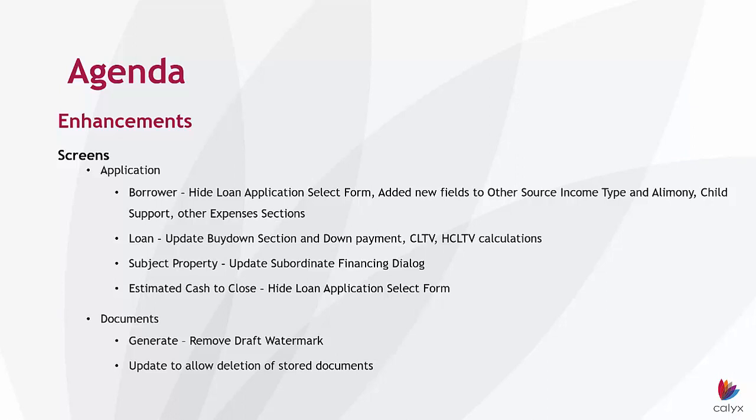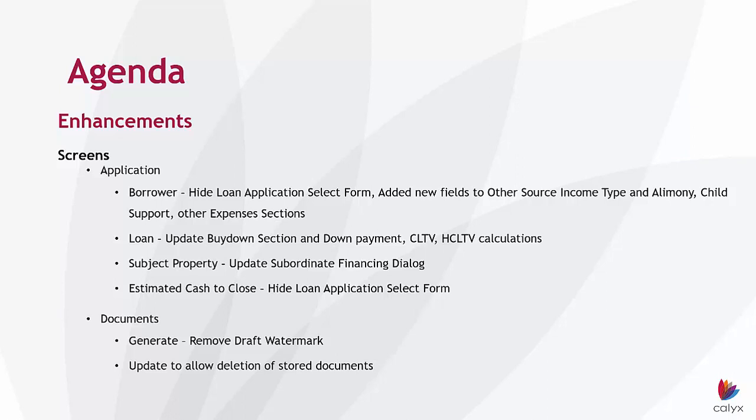On our loan screen, we have updated the buy down section and down payment, and now we have the CLTV and the HCLTV calculations that will now adjust as the down payment and loan amount and subfinancing are entered. We have a subject property. We have updated the subordinate financing information on that, as well as the estimated cash to close. We also hid that loan application select form dropdown.